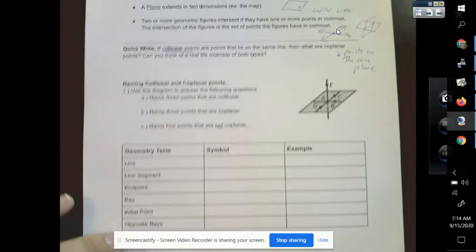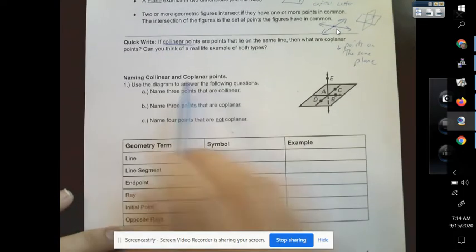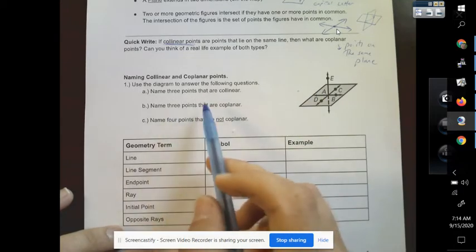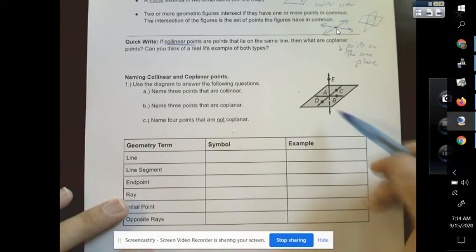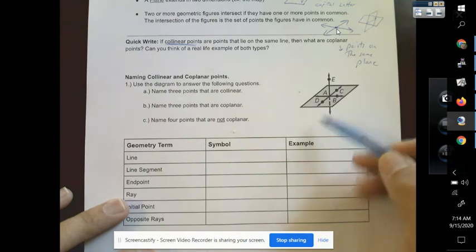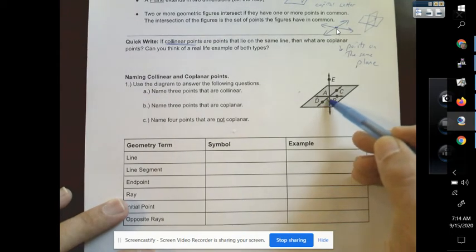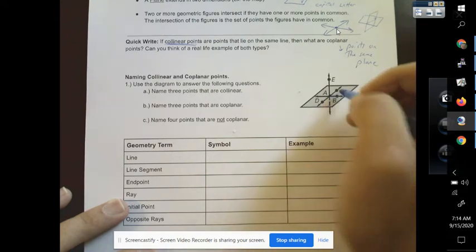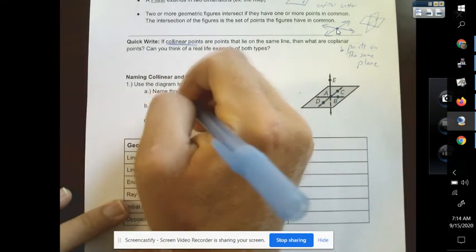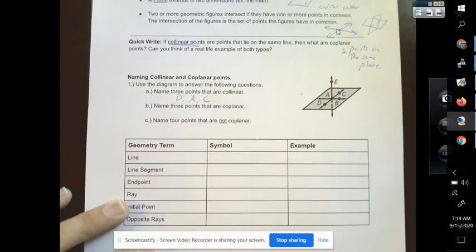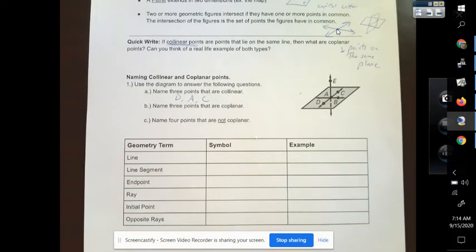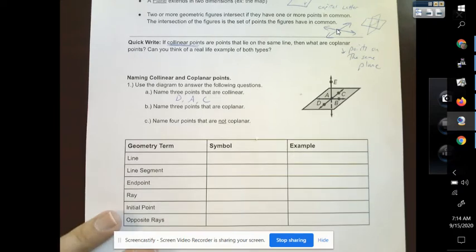So we've got naming collinear and coplanar points using this diagram to the right. Name three points that are collinear. You're looking for three points that are on the same line. Well, going straight up, you've got point D, point A is right here, and C. So we write capital D, capital A, capital C. You could have written capital C, A, D, and so on, but capital letters are important.